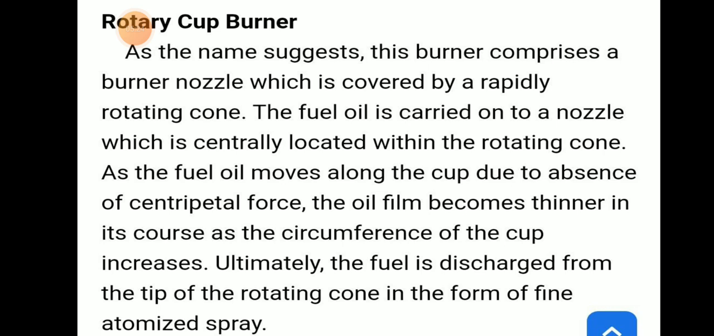As fuel oil moves along the cup, due to the absence of centripetal force, the oil film becomes thinner in its course as the circumference of the cup increases. Ultimately, the fuel is discharged from the tip of the rotating cone in the form of a fine atomized spray.